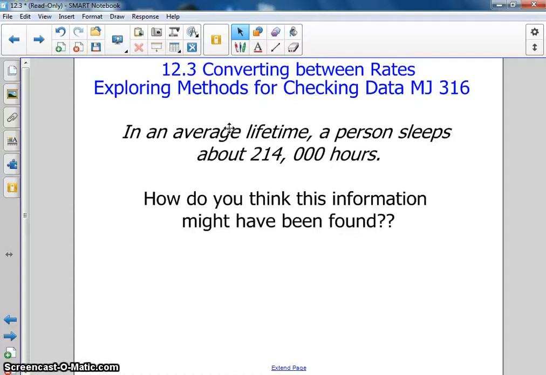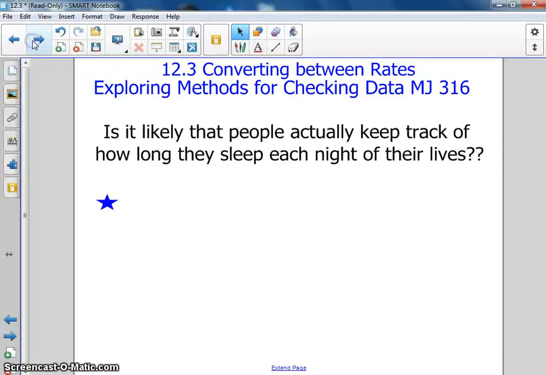And so, how can we figure out that's right? We got the information from somewhere. We don't know exactly if it's right or not. Someone could be telling us a lie. So we've got to try to figure out how we can check that. How do you think the information might have been found? Do you think someone watched somebody else for an entire life and counted up how many hours? I don't. So how do you think it's been found? Okay, it is more likely that people actually keep track of how long they sleep each night of their lives. Do you know how much you sleep every night? Mr. Peralta got about 7.5 hours last night.